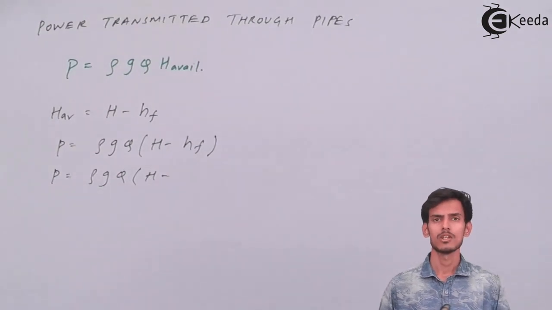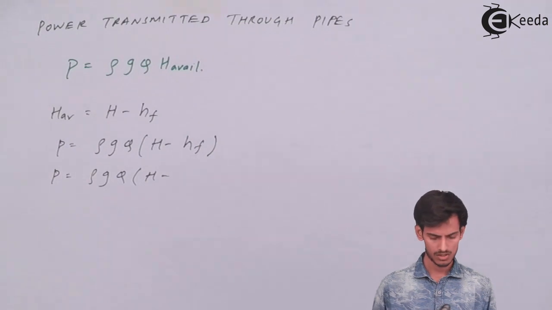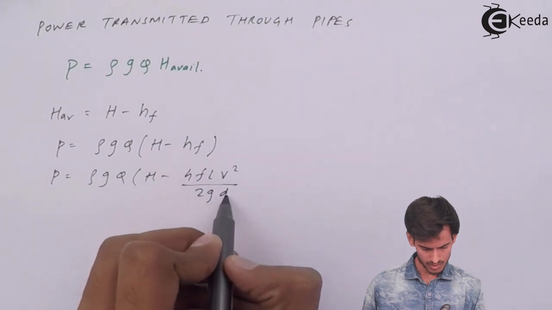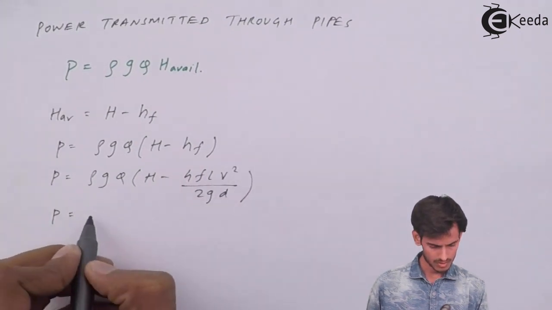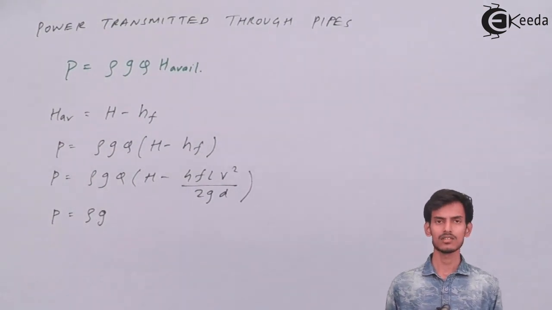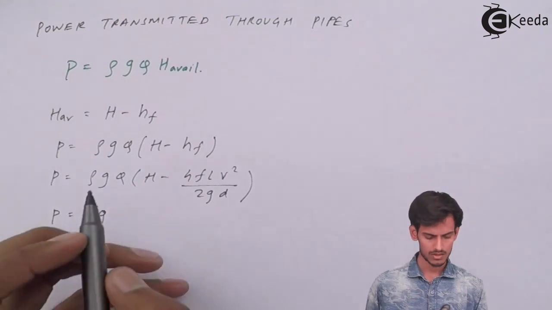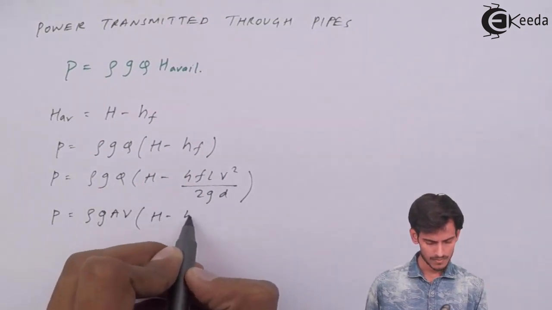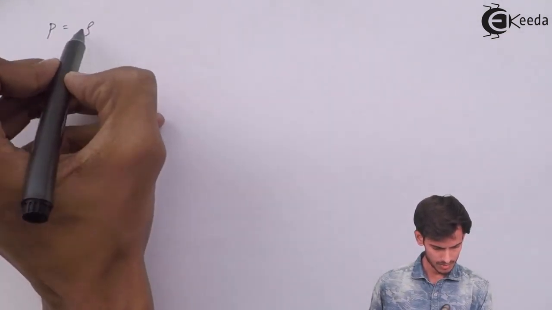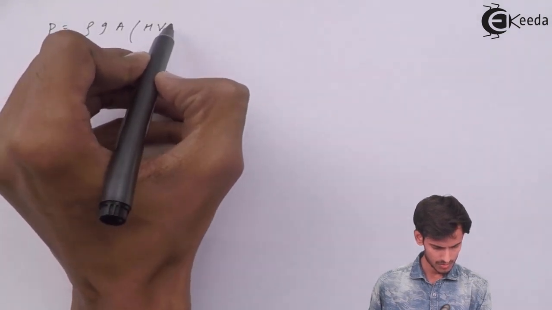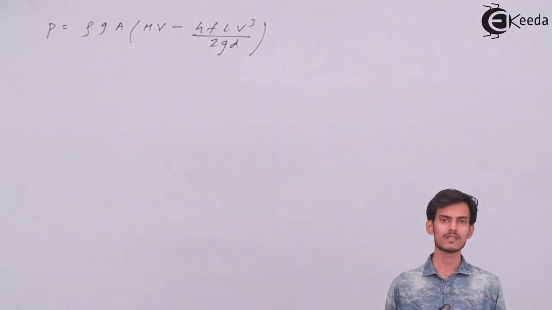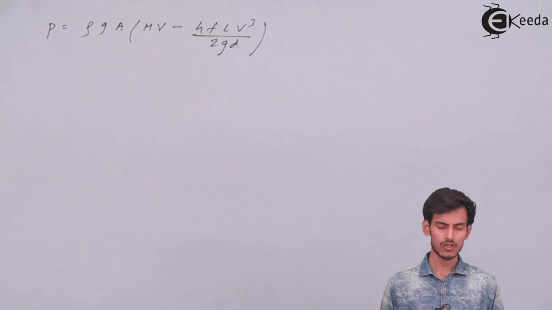So we've already seen the formula for hf, that is the Darcy-Weisbach equation. So what we'll do here is we'll write Q, that is discharge, in terms of velocity. So now we can see that the power is a function of velocity.